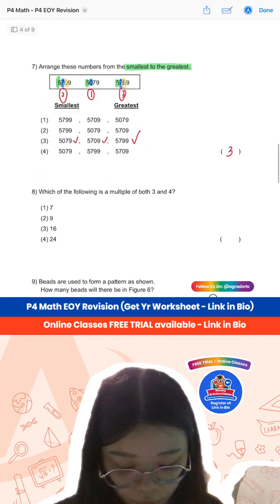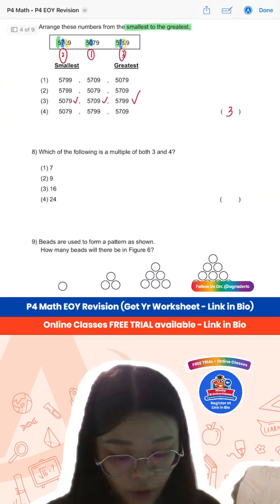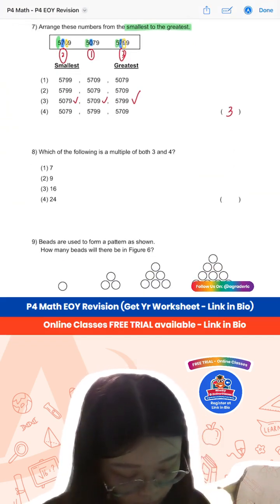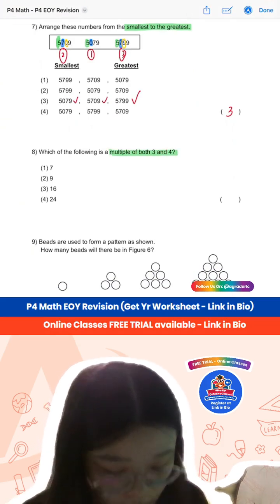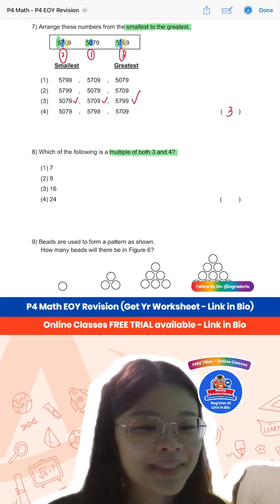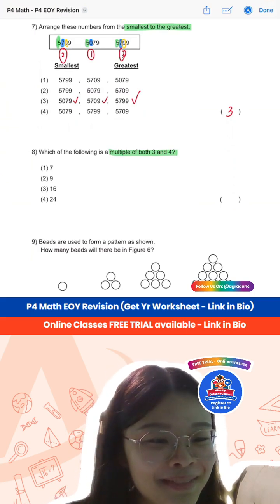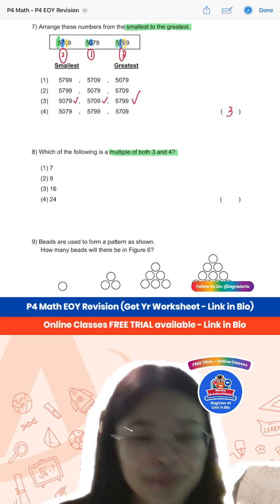Now we move on to question 8. Which of the following is a multiple of both 3 and 4? Must remember what are multiples.